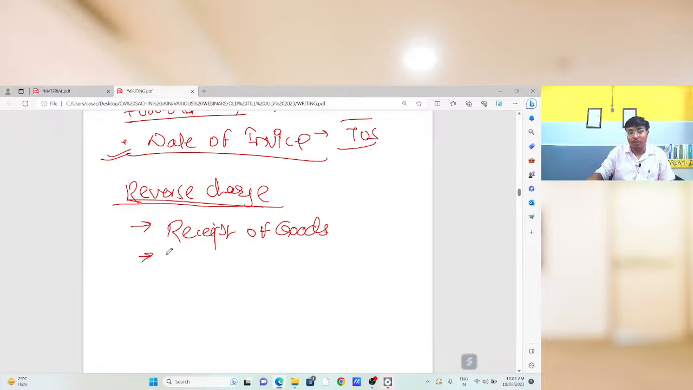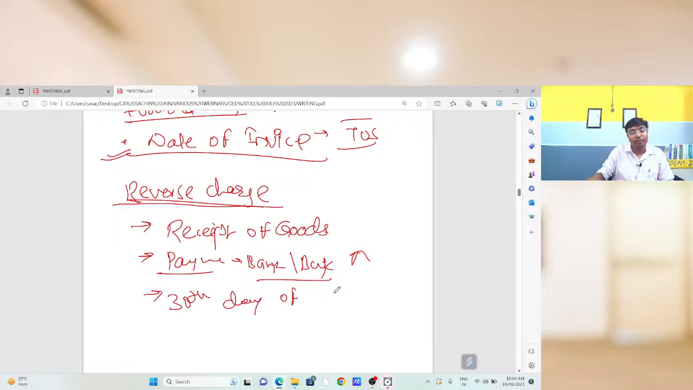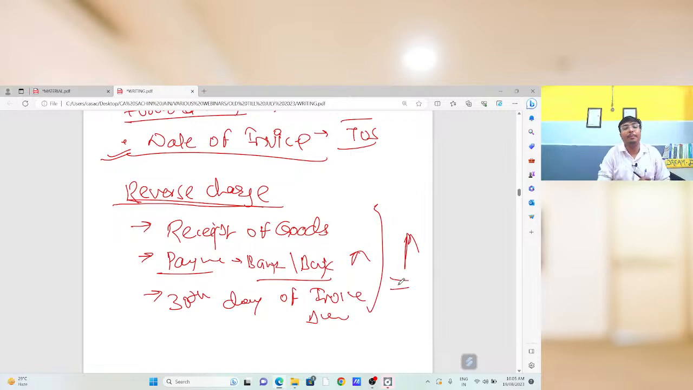date of receipt of goods or payment, that is bank entry or entry in the books of accounts, whichever is earlier, and 30 days from the invoice, whichever is earlier will be my time of supply.